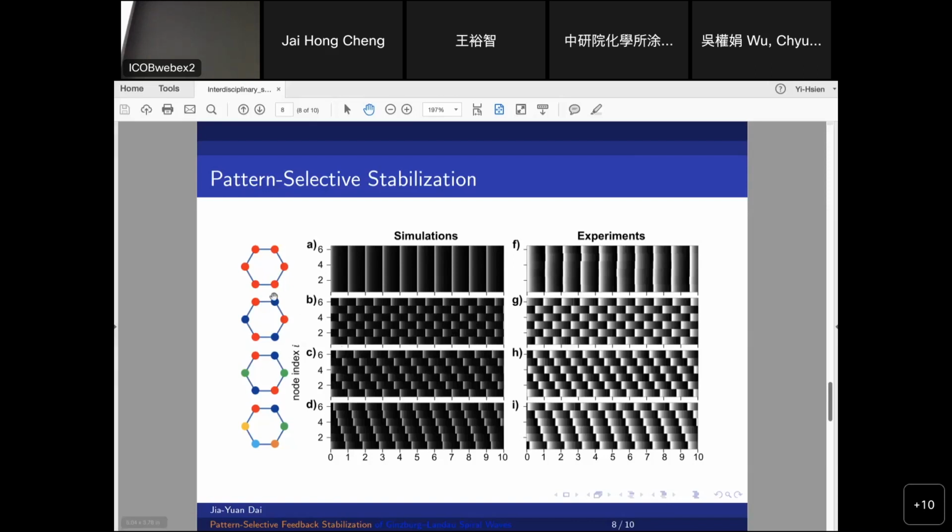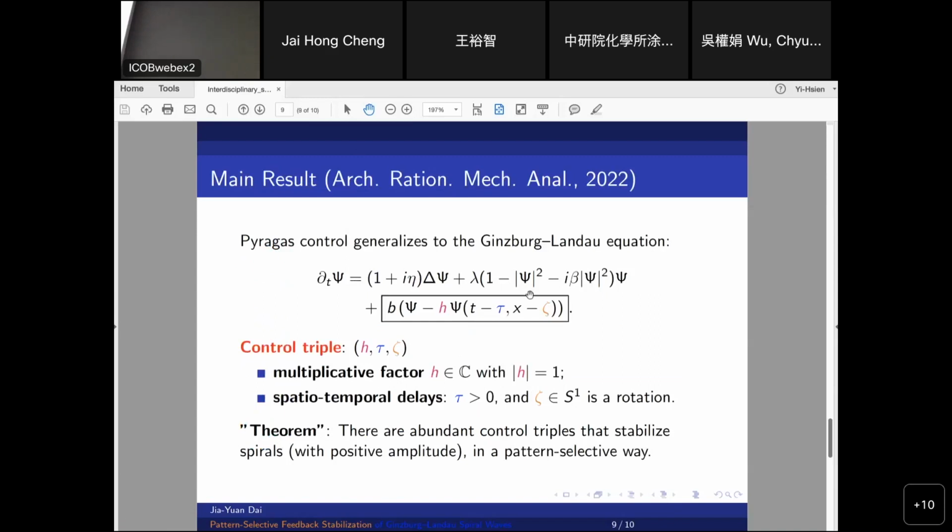But now with this control, you can select one pattern. Okay, you want to see this one, then you apply the control I propose, and you see this one. And this kind of stabilization is selective, because you can just see this pattern and all other patterns just disappear. So this is the main result.